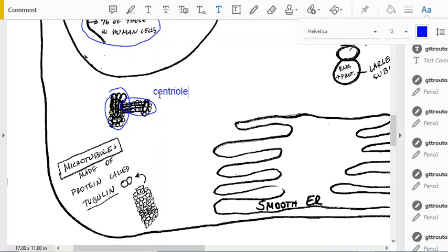Centriole is used for animal cell division. It's going to produce spindle fibers. We'll talk more about that later. A lot of microtubules.